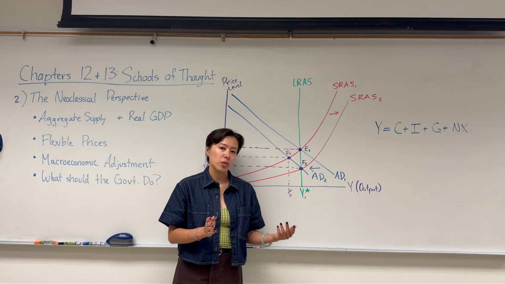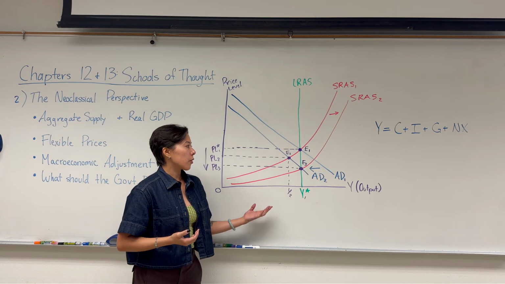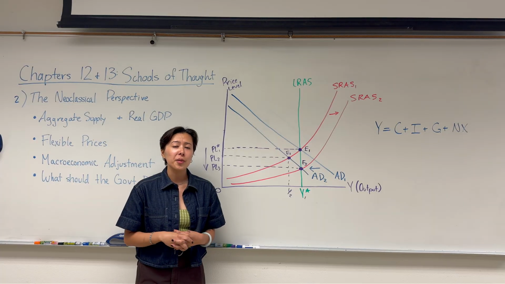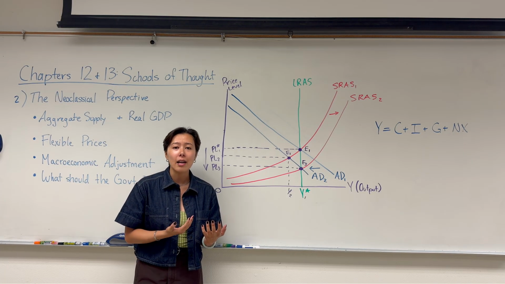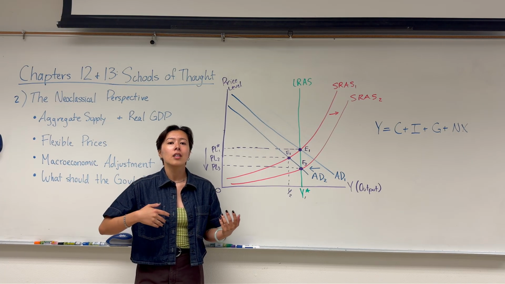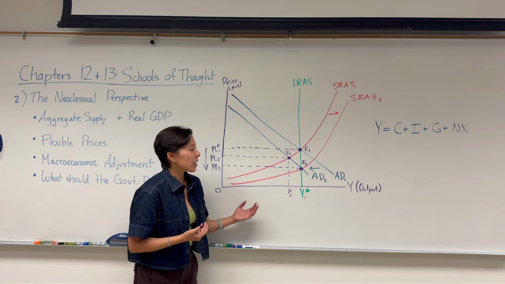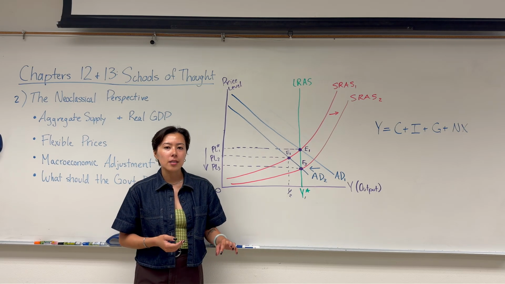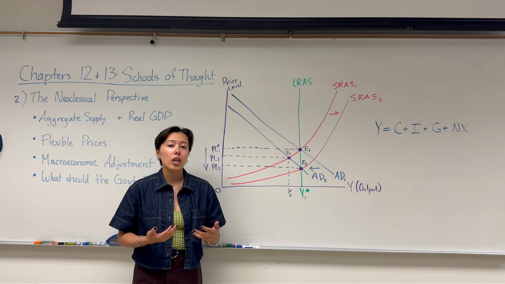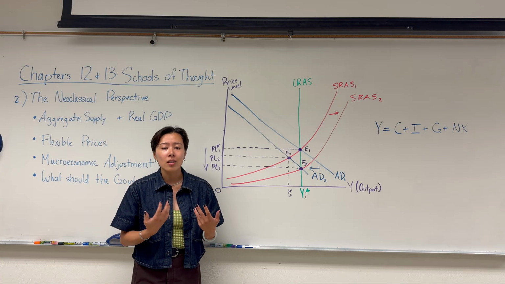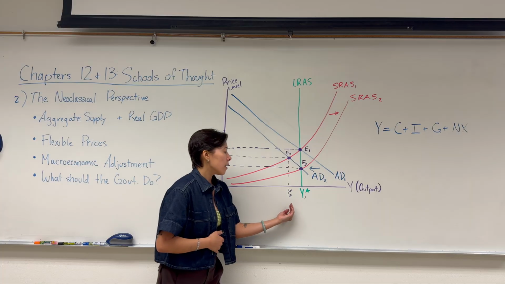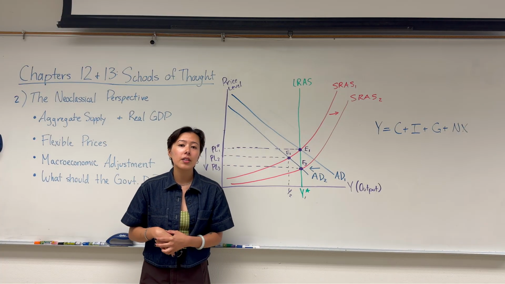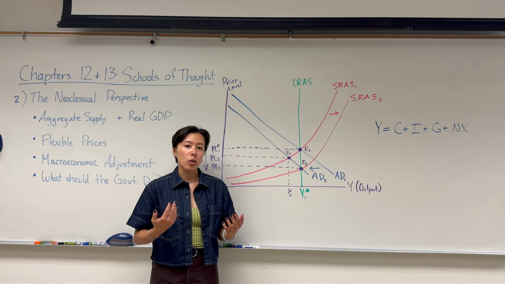So as we showed here on our graph, the reason neoclassical economists don't want the government to use aggregate demand or fiscal policy to correct the economy is because they believe that changes in aggregate demand will only cause changes in the price level, or they'll only cause inflation. So instead, if we focus on increasing our productivity, our economy will be able to grow over time.